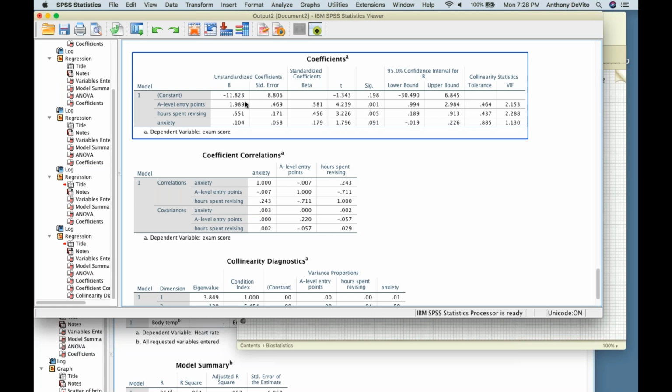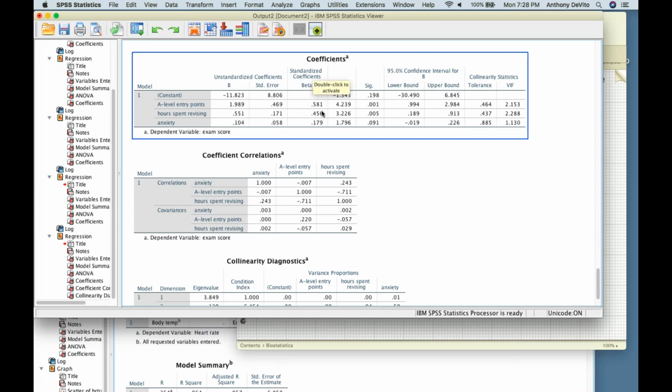The only problem is that these are two completely different scales. So it's like comparing apples and oranges in terms of their influence. So what we need to do is look at the values for A-level entry points and for hours spent, and standardize those numbers in our data set. We have to look at how much of an influence going up 1 standard deviation has, not increasing it by just a certain number. The problem here is that they're different scales.